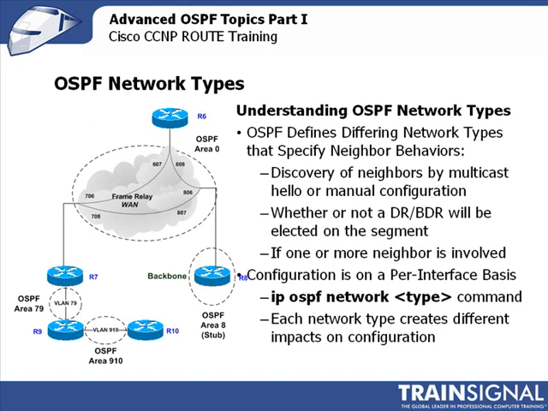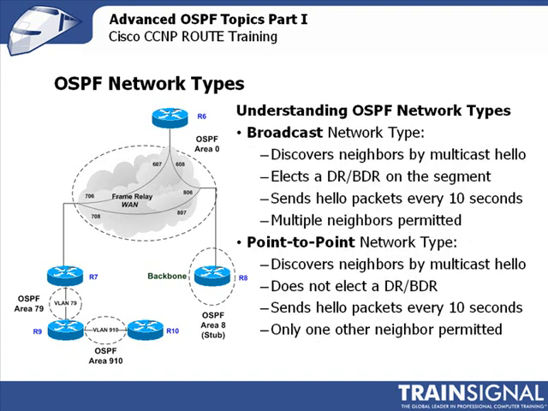Well, each network type has specific accompanying behaviors. First, will it discover neighbors by multicast hellos, the 224.0.0.5, or will it require a manual configuration process, a lot like what was required in our basic lab exercises? It also specifies whether or not a designated router and backup designated router are going to be elected on a particular segment because they're not always required. And then it can define if one or more neighbors are involved or even allowed. Network types are configured on a per interface basis using the ip ospf network type command, and we'll talk about the types in a moment. Each network type creates different impacts on configuration.